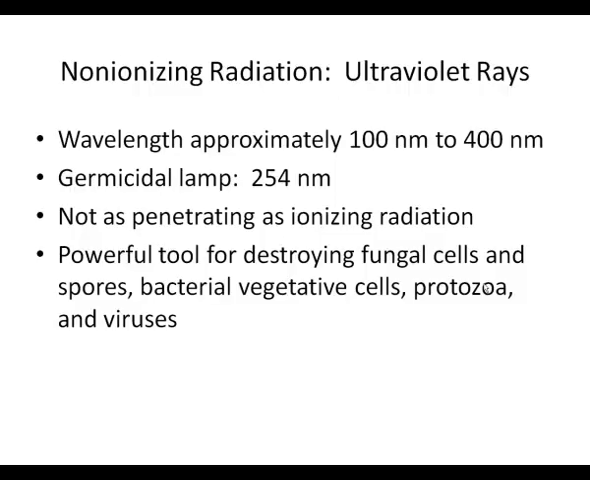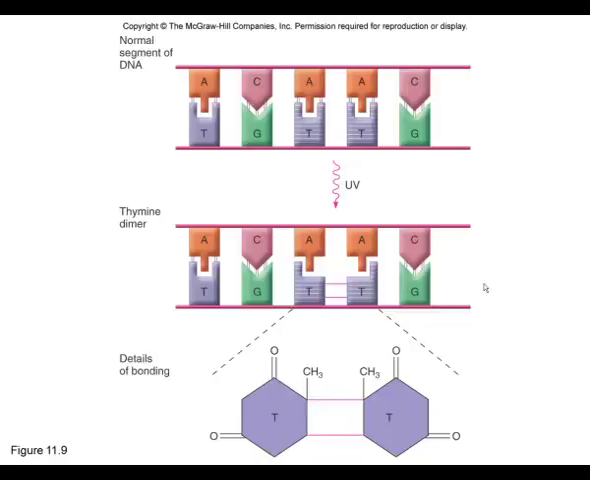Non-ionizing radiation is using ultraviolet rays. This again does not sterilize, but it does disinfect. You're going to use very short wavelengths between 100 and 400 nanometers. When you get to this 254 nanometer range, you're going to start to see cells dying. This is not as penetrating as ionizing radiation, but it does destroy a lot of these fungal cells and fungal spores, bacterial cells, the vegetative state, protozoa in either form, and viruses.